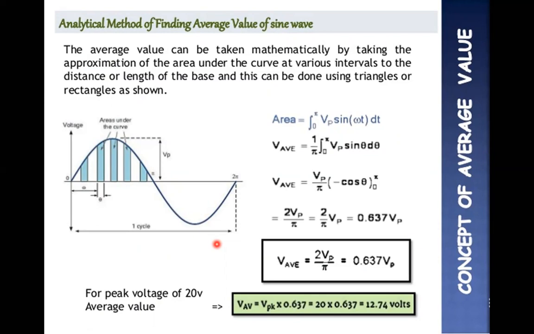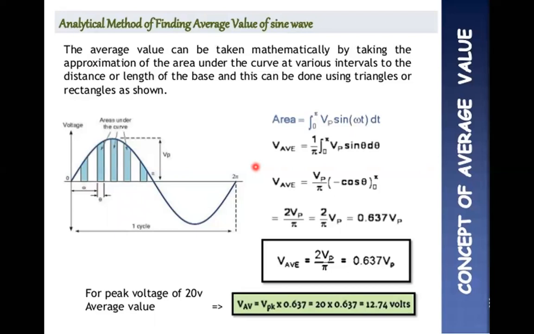So if you want to calculate it for the sine wave, the average value can be taken mathematically by taking the approximation of the area under the curve at various intervals to the distance or length of the base, and this can be done using triangles or rectangles as shown in the figure. So you can see here the areas under the curve that we have taken. Now how will you calculate the area for this? If the displacement is from 0 to pi, the limit comes as the integration from 0 to pi of V peak, the voltage peak, into sine omega t into dt.